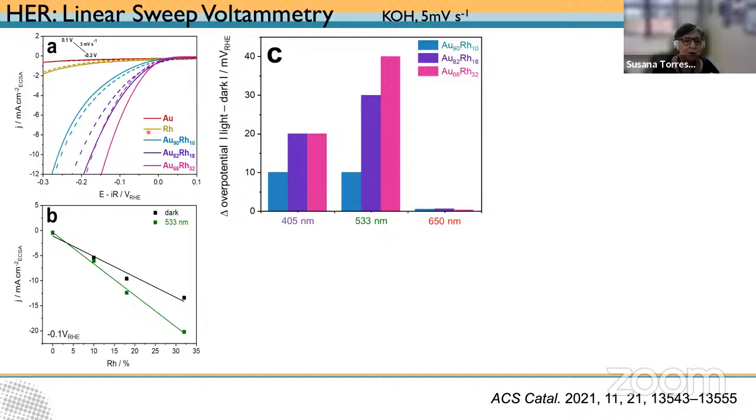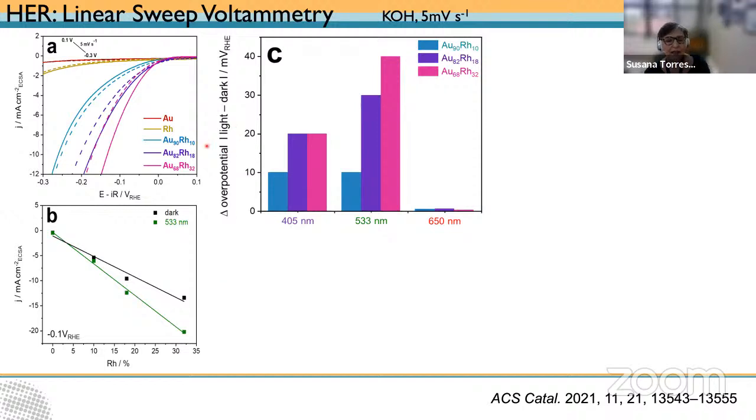You can see that when we increase the amount of rhodium, we have a very different current when we illuminate, especially for these nanoparticles that have 60% and 30% of rhodium. You can see that we have a very different current, and here they are more clearly shown. For the dark, currents are here, and when we illuminate with green, you have this changed current.